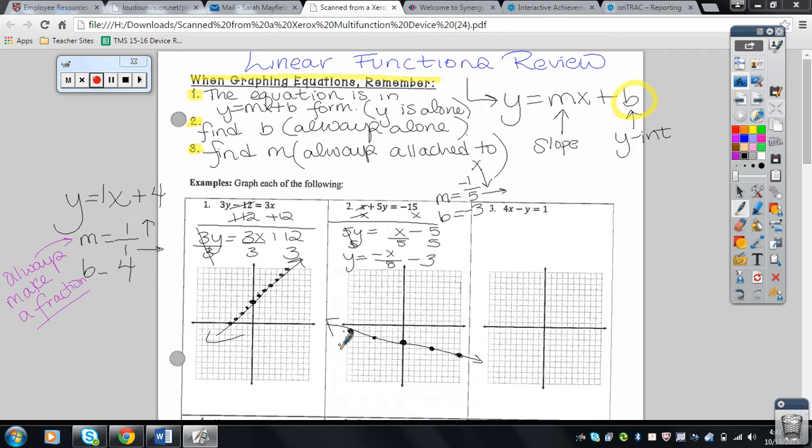Okay? So now what I want you to do is graph 3, 4, 5, and 6 on your own. So what I recommend doing is pausing this video because I'm going to keep going on to the next page. So pause the video, solve 3, 4, 5, and 6, and then flip over to the back and press play again. Okay?